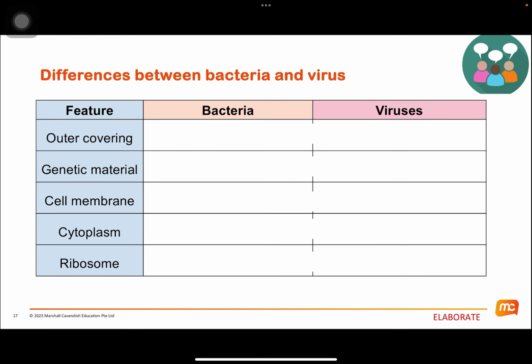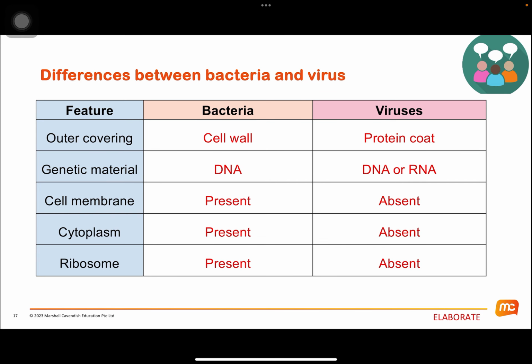To wrap up, we will be comparing the differences between structural features of a bacteria and virus. So the first basis of comparison is the outer covering. Bacteria has cell wall while virus has protein coat. Secondly, DNA can be found in bacteria, but both DNA and RNA can be found in virus. Cell membrane is present in bacteria but absent in virus. Likewise, cytoplasm and ribosomes can be found in bacteria but not viruses.